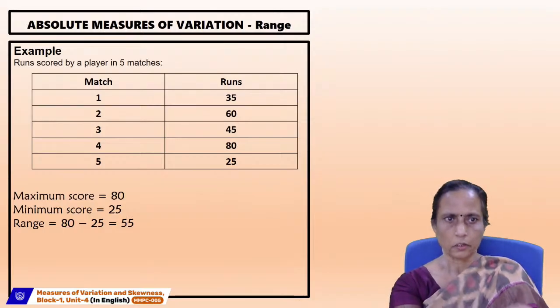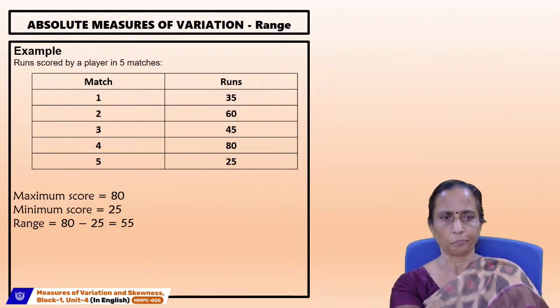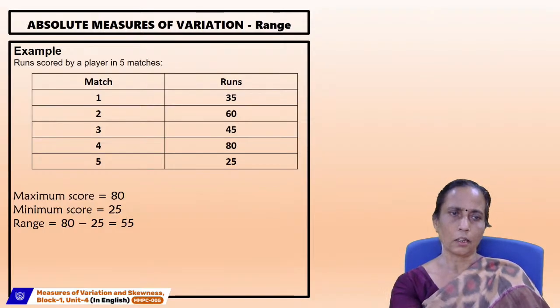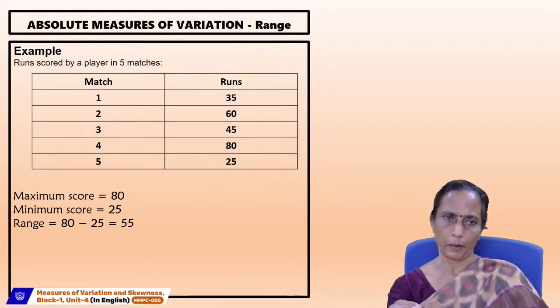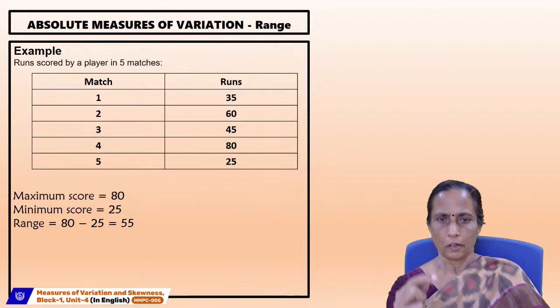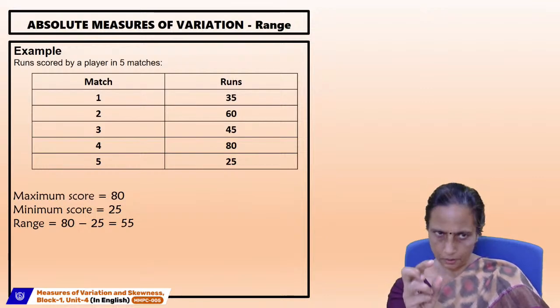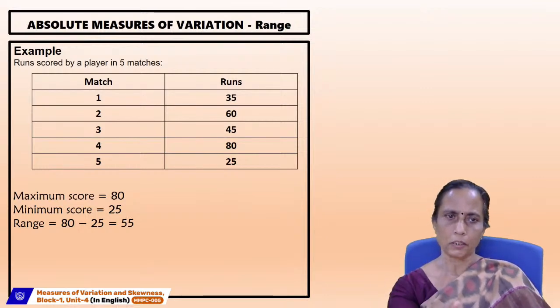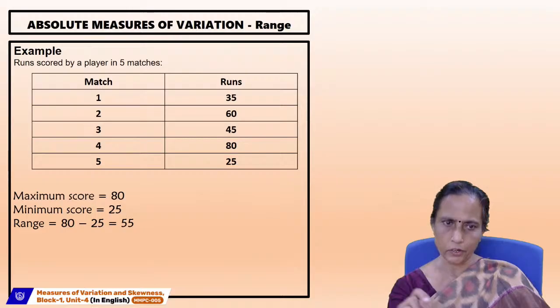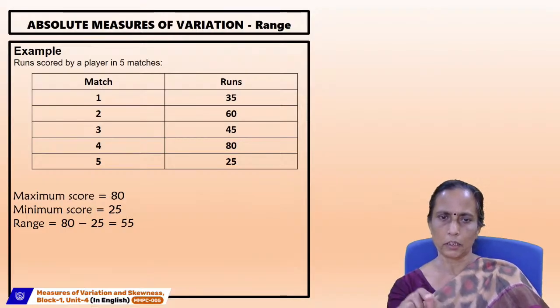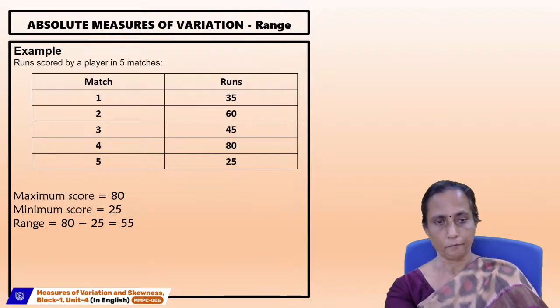So suppose this is the runs scored by a player in 5 matches. Then for the range of this particular data set, the maximum value is 80 and the minimum value is 25. So the range of this data set is 55.